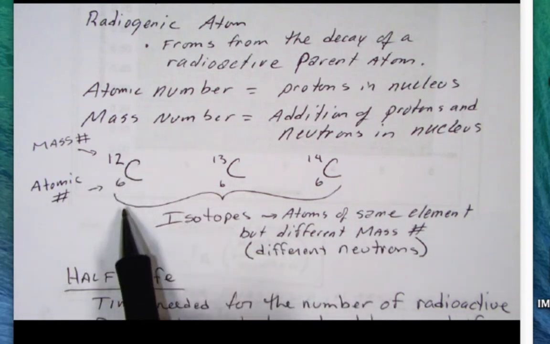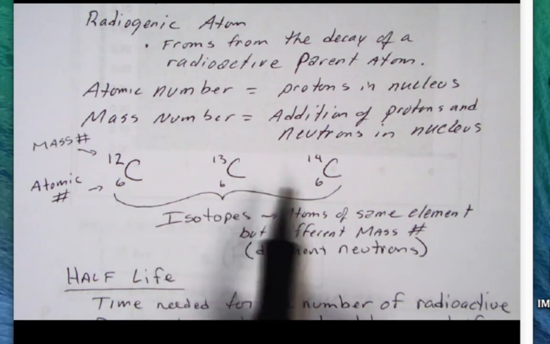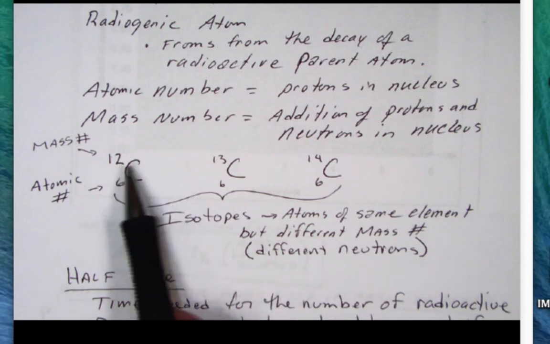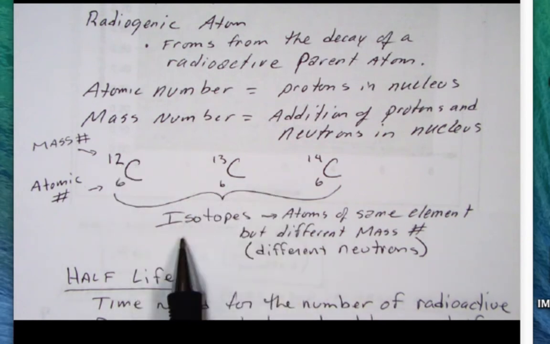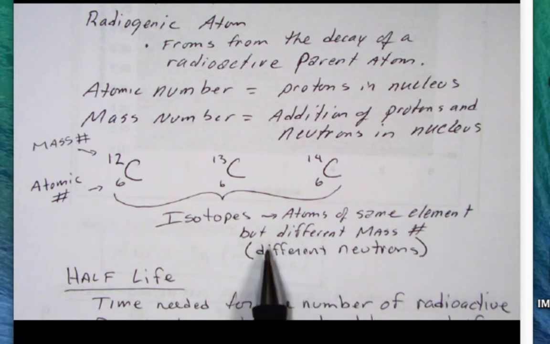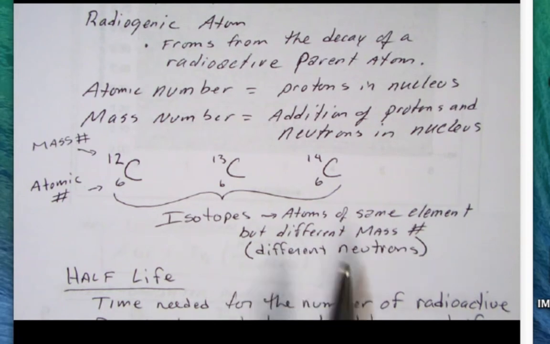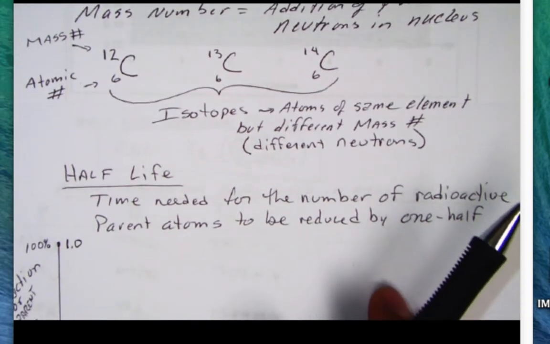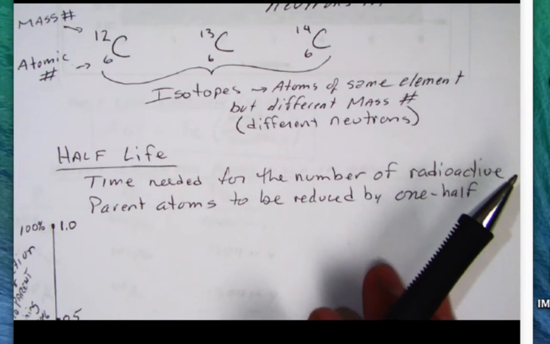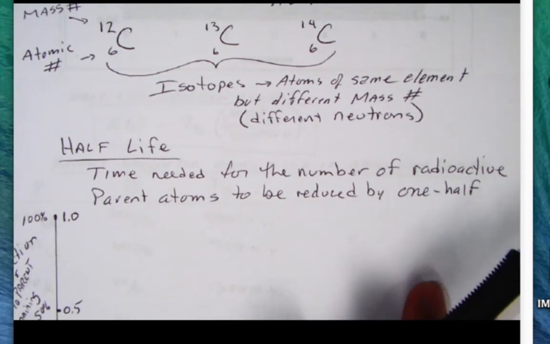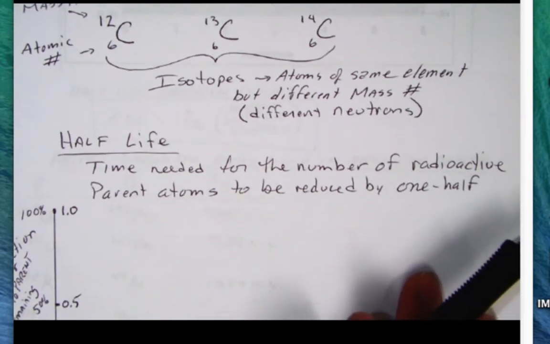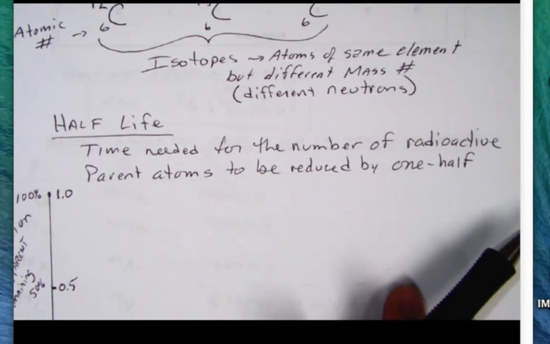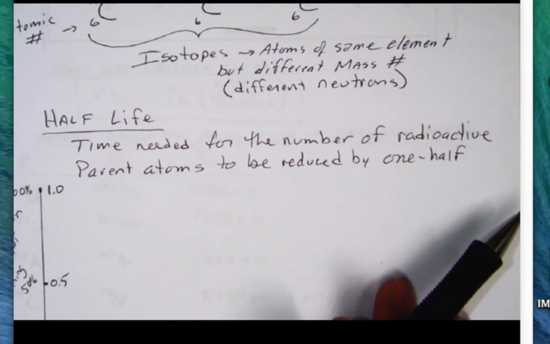And so here I have carbon 12, carbon 13, and carbon 14. All of these are carbon atoms, but they vary in their number of neutrons. And so we call these isotopes, atoms of the same element but different mass numbers. In other words, they have different neutrons in their nucleus. Some of these are radioactive, and they're going to decay. They have a certain decay rate, and usually we can express it in the form of half-life. So the half-life is the time needed for the number of radioactive parent atoms to be reduced by 1/2.